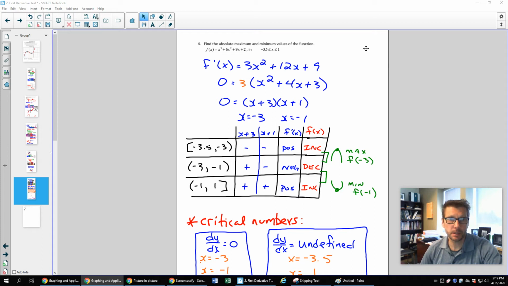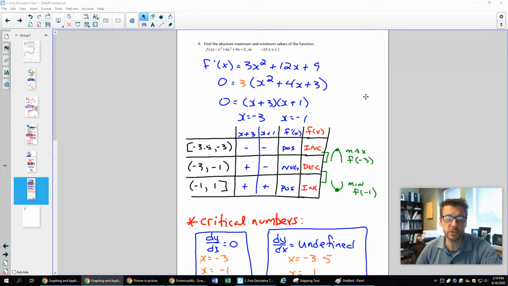Here we go. Question number 4 in our first derivative rule. This is the exact same function that we started with in example number 1, with the exception now that we actually have a domain to deal with. So we're going to deal with the domain from -3.5 to 1. So the original steps are the same.